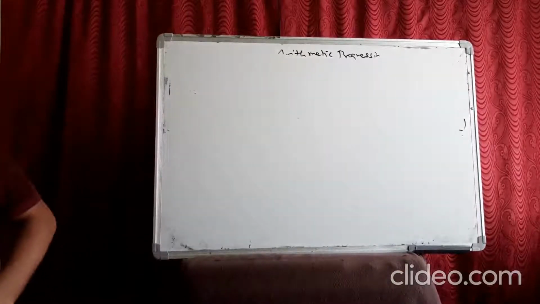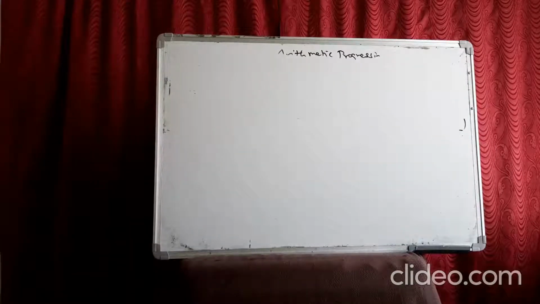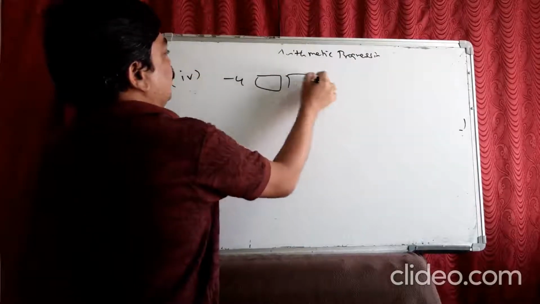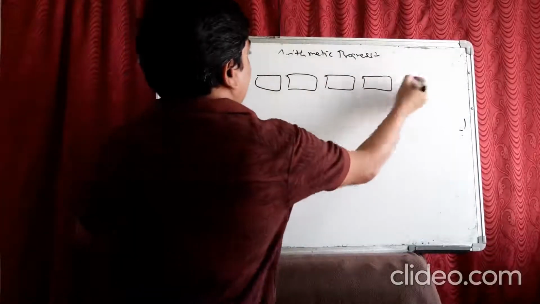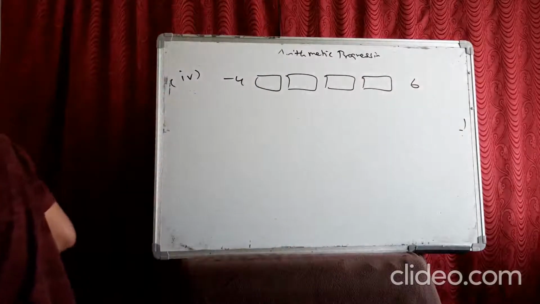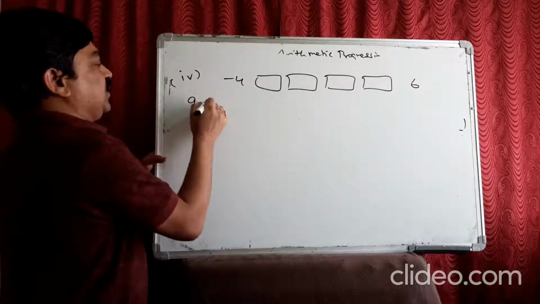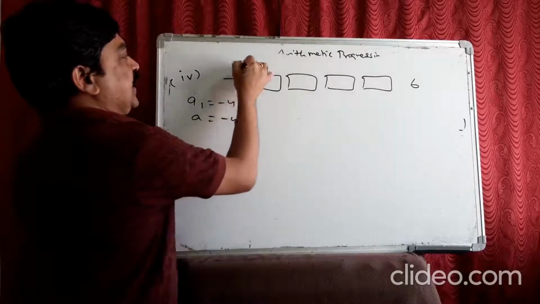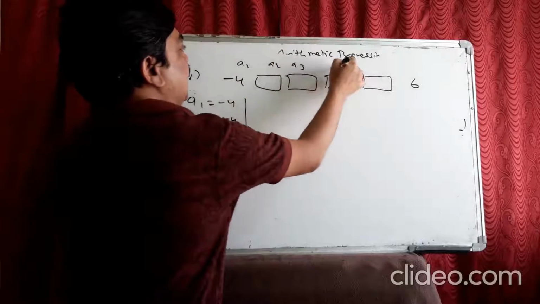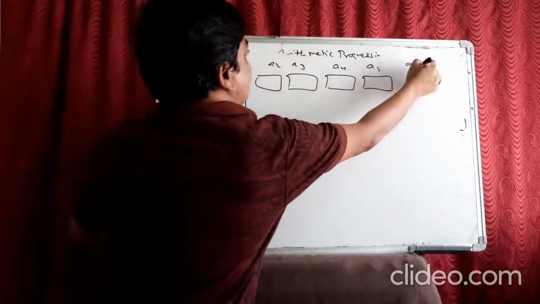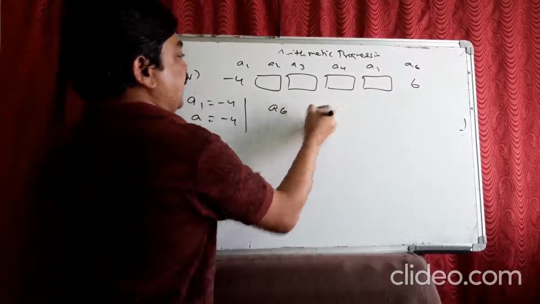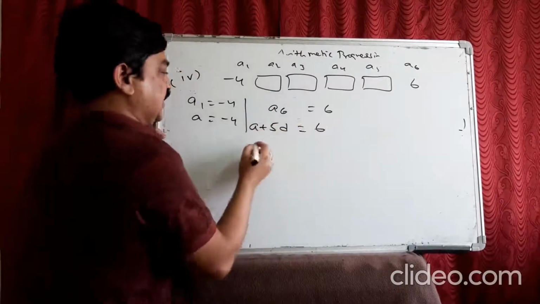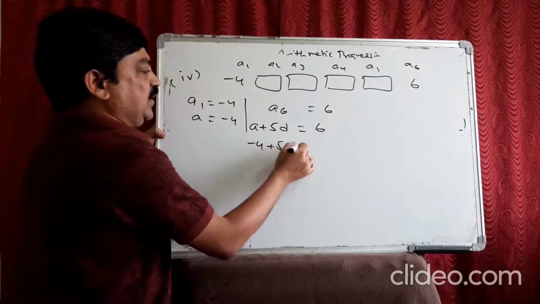So minus 4, 4 boxes and 6. Fourth one. Minus 4, 1, 2, 3, 4, 4 boxes and 6. That means A1 is minus 4, A is minus 4. We need D. So we take this is A1, A2, A3, A4, A5, A6. A6 is given as 6. A6 is nothing but A plus 5D is 6. Minus 4 plus 5D is 6.